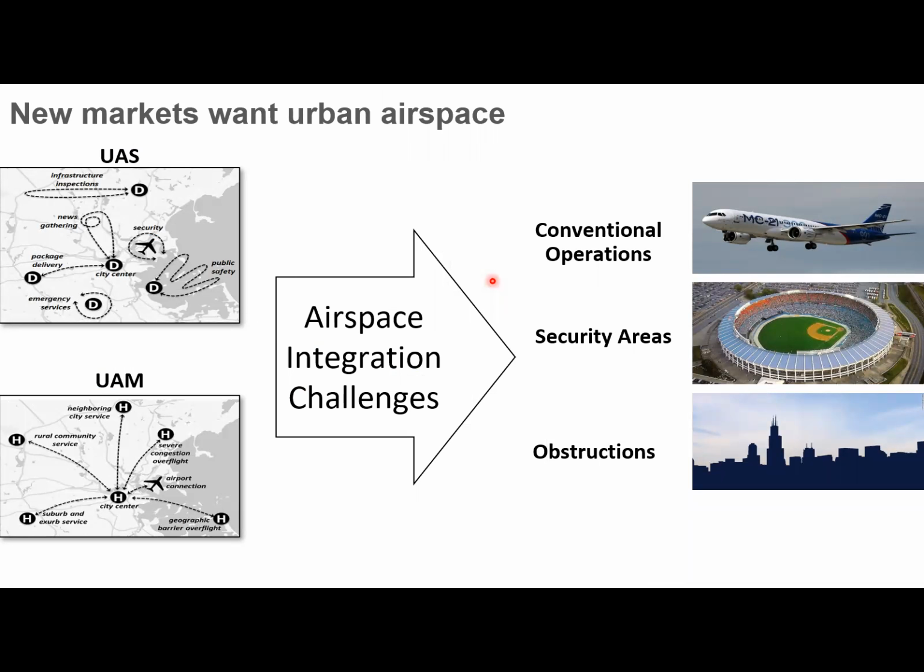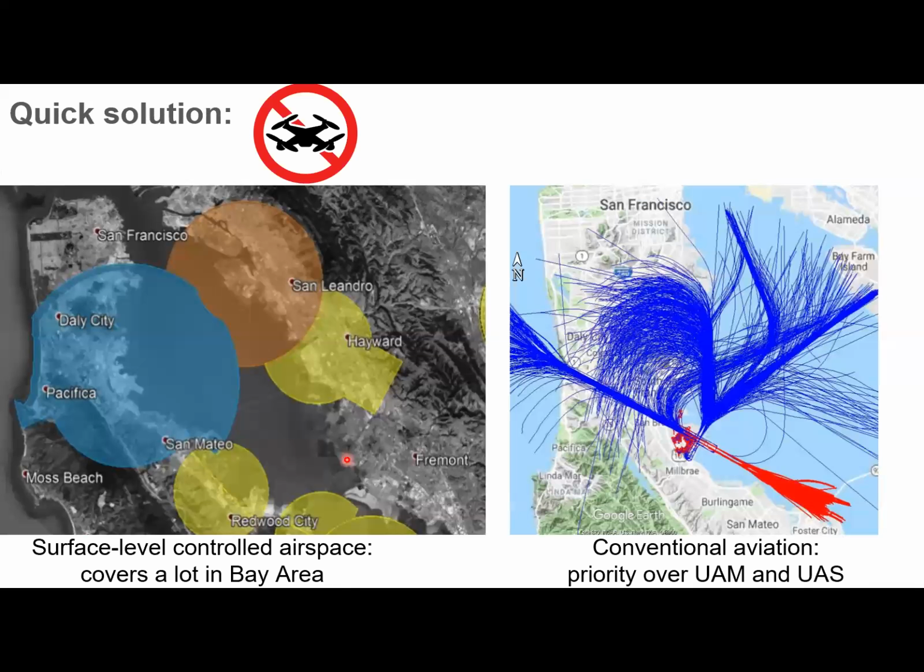Okay, so the drone intrusion is obviously a bad thing, but in general, drones and urban air mobility, the flying taxis, are not a bad thing, and they do want to use the urban airspace. But if we look at pretty much any urban airspace from the conventional aviation point of view, you will see that a lot of this airspace is controlled and actually used by the STARs and SIDs. So again, a quick solution is just to say, well, no drones in the urban airspace.